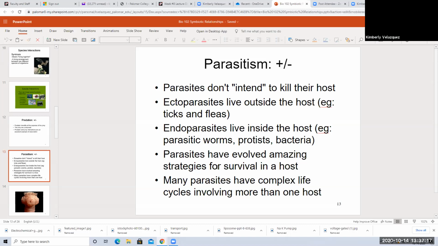Parasites have evolved amazing strategies for survival, lots of specializations, and a lot of them have really complex life cycles involving more than one host that we're going to talk about.